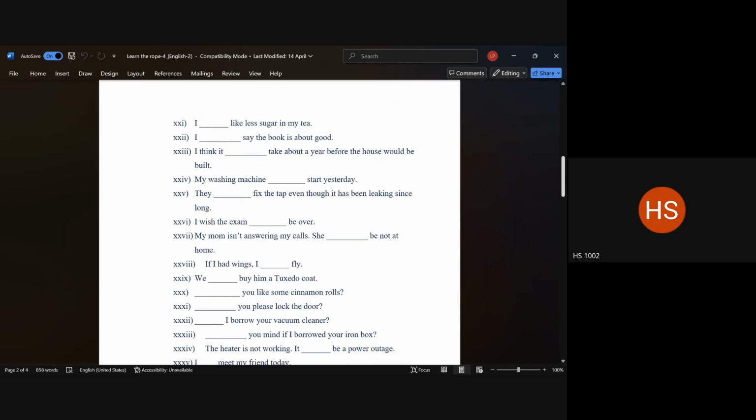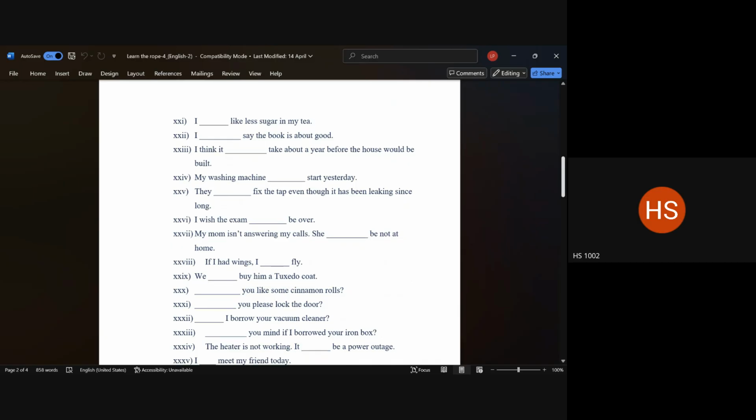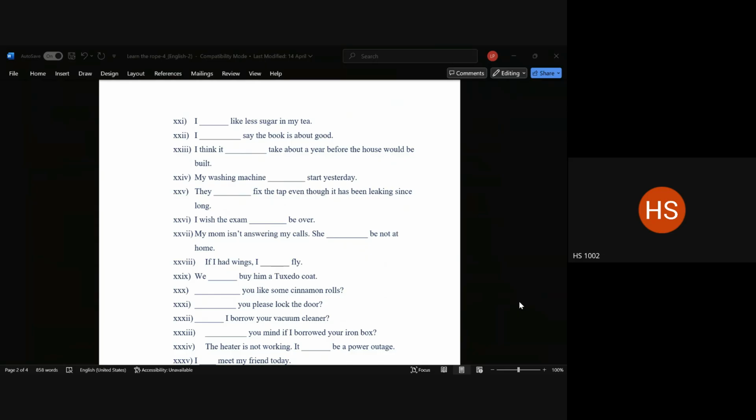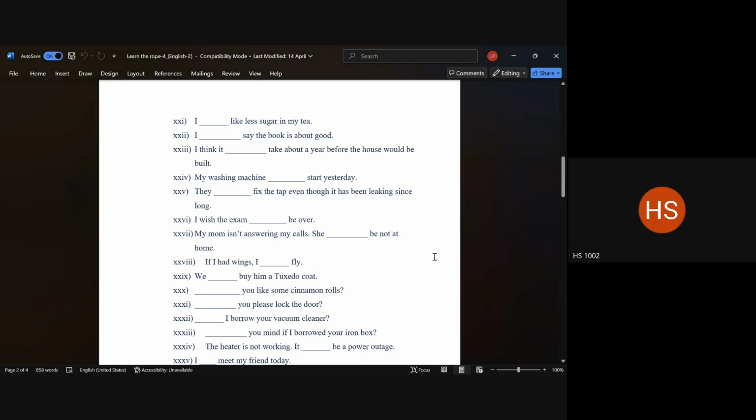Okay. Correct. Then the 23rd one is: I think it take about a year before the house would be built. Could. I think it could take, okay. It could take about a year. That's fine. Yes. What are the other things that you use for possibility? May and might. So may and might could also go in there. Then comes would also. Yes.